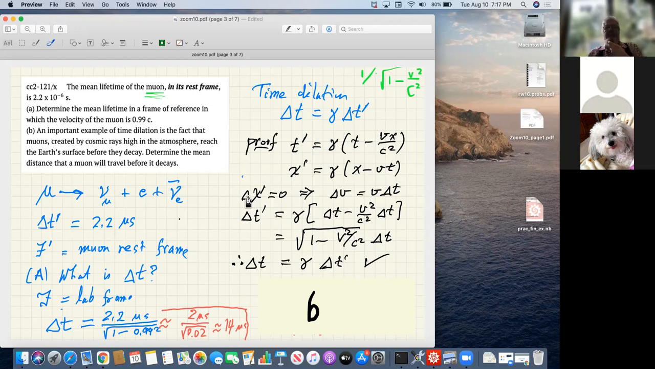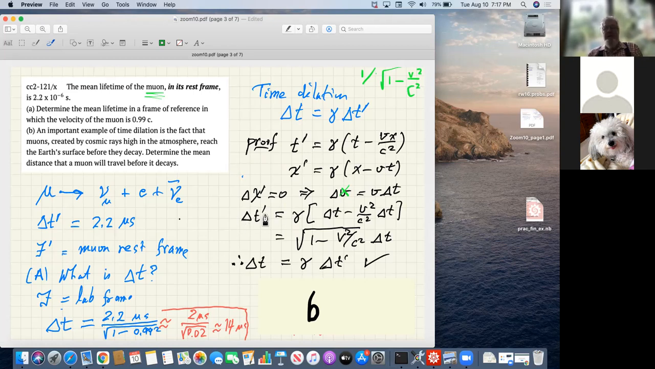Now, the primed frame is where the muon is at rest. So delta x prime will be 0. X prime doesn't change. The muon is not moving in the x prime coordinate. So if x prime is equal to 0, that means x is vt, or delta x is v delta t. Well, that just says that the particle is moving with velocity v. But the question is, what's the time?